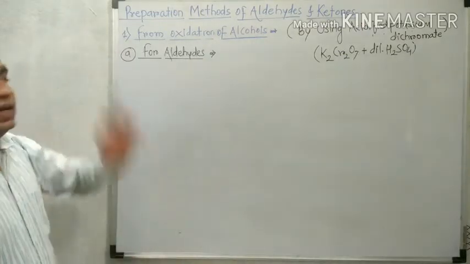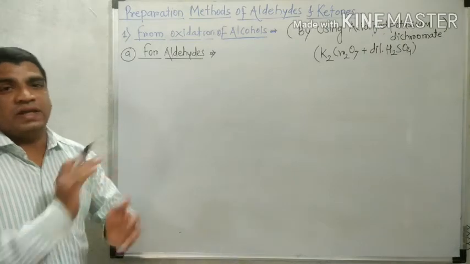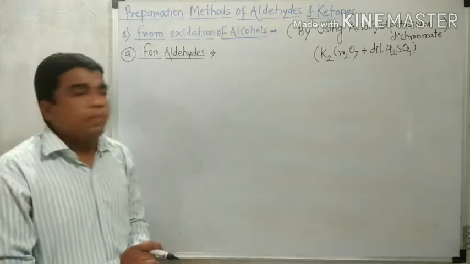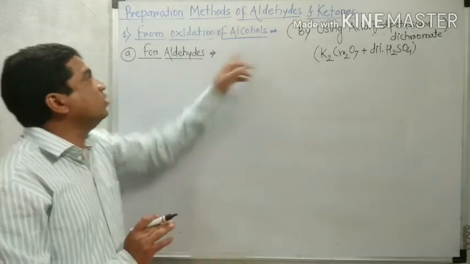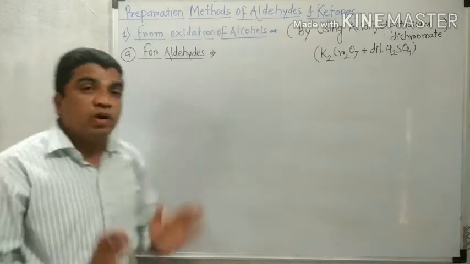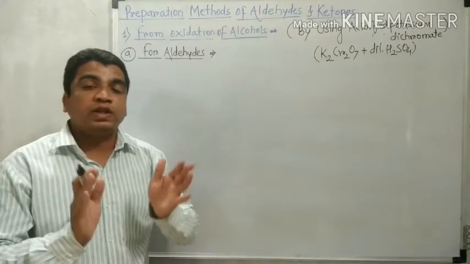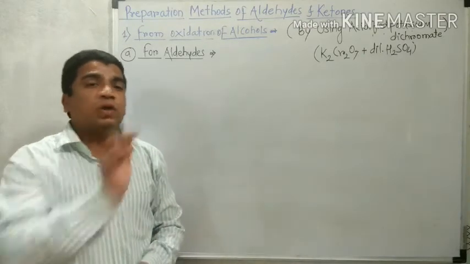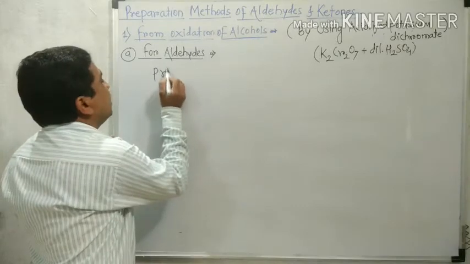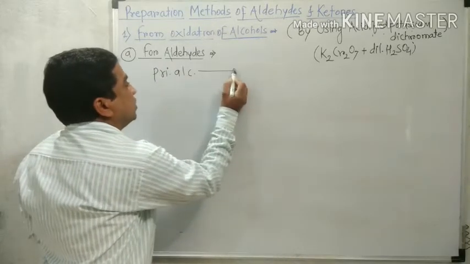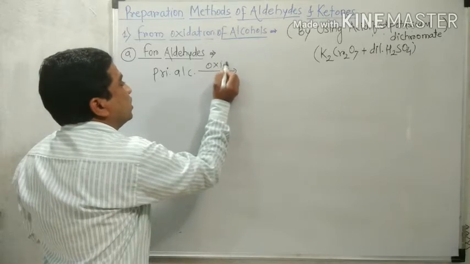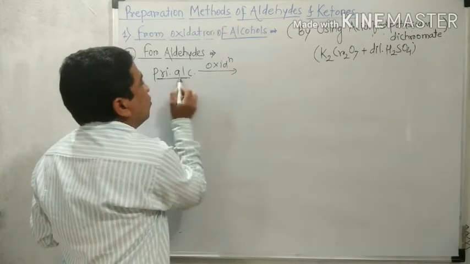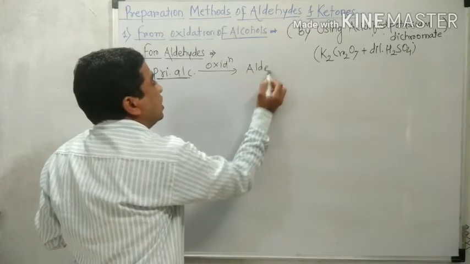Now, firstly, we are going to prepare aldehyde. It means the reaction for the preparation of aldehyde from alcohol by using the oxidation method. If you want to prepare aldehyde from alcohol, we require a primary alcohol, because when primary alcohol undergoes oxidation by using K2Cr2O7 plus dilute H2SO4, that is acidified potassium dichromate, this primary alcohol is converted to the corresponding aldehyde.